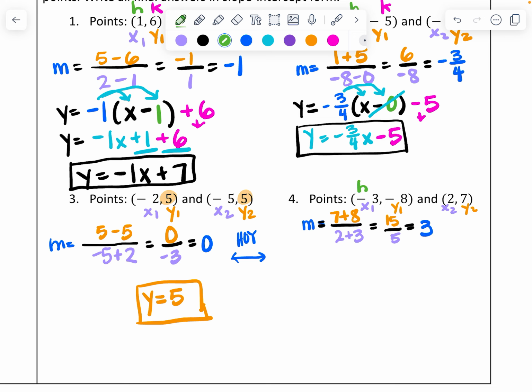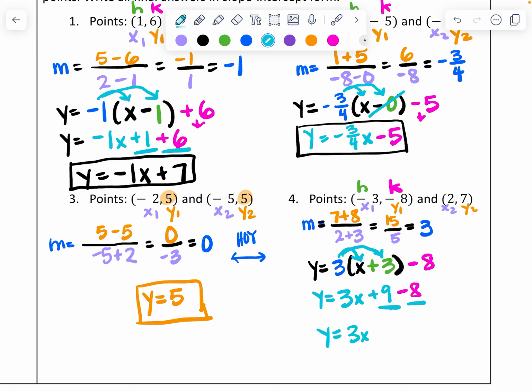Now I need to label h and k and plug it into the point slope formula. Y equals 3 times x minus h. Now, because h is negative, I would be either writing minus negative 3 or plus 3. And then minus 8. Y equals 3 times x is 3x. 3 times 3 is positive 9. Minus 8. Combine like terms. Y equals 3x plus 1.